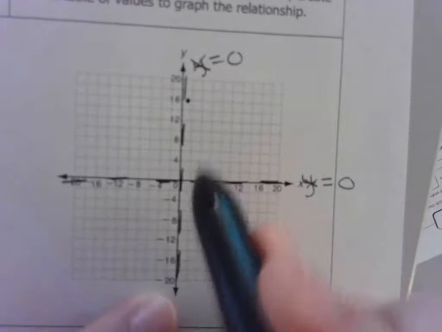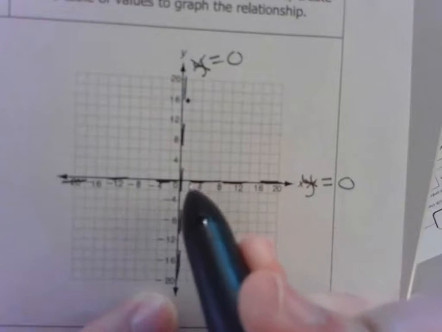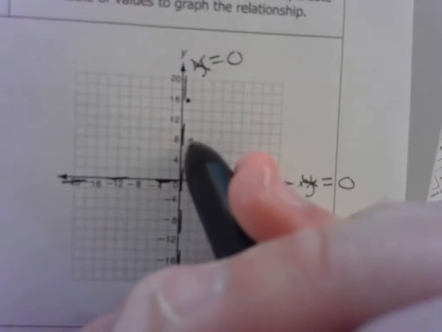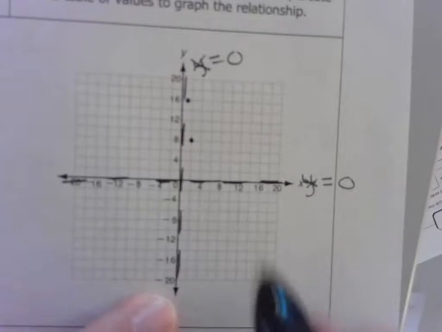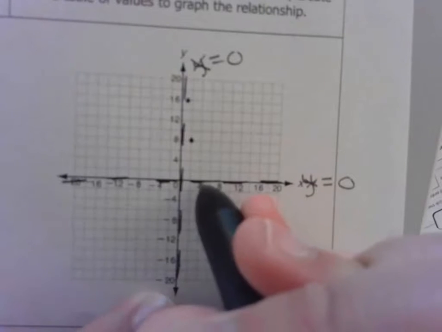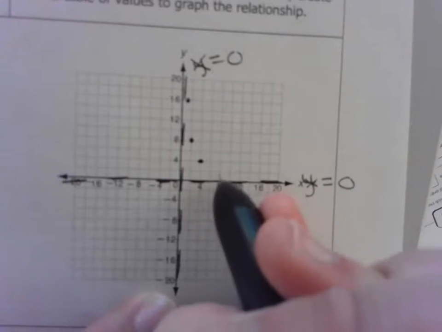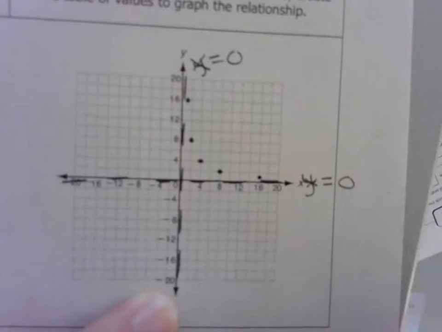If you graph 1, 16, it's halfway between 0 and the first interval, which is 2, and then up 16. The next one is 2, 8. So to the first hash mark, up 8. 4, 4: over to 4, up 4. 8, 2: over 8, up 2. And 16, 1: right 16 and then about halfway up.